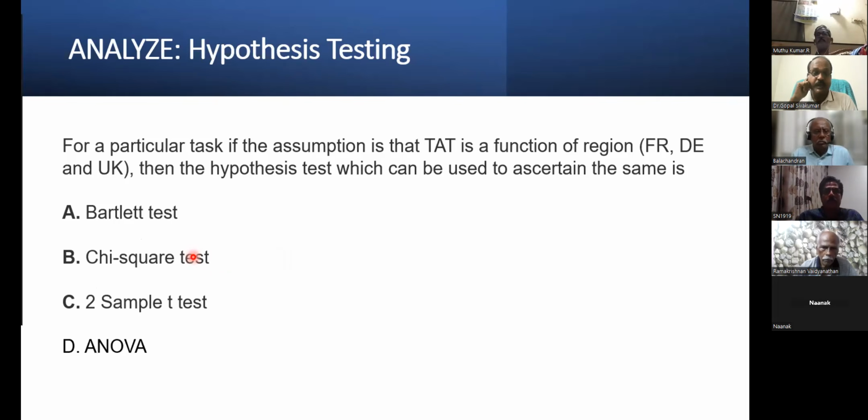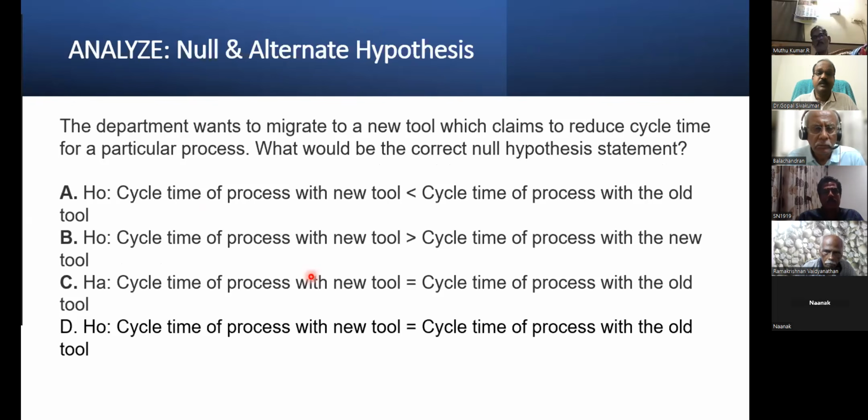Now, next question. For a particular task, the assumption is turnaround time is a function of different. Now there are three. More than 2. This is ANOVA. ANOVA. Very good. Now, which is the null hypothesis here? Cycle process. Which is the correct null hypothesis? D, sir. But still I don't understand, sir.